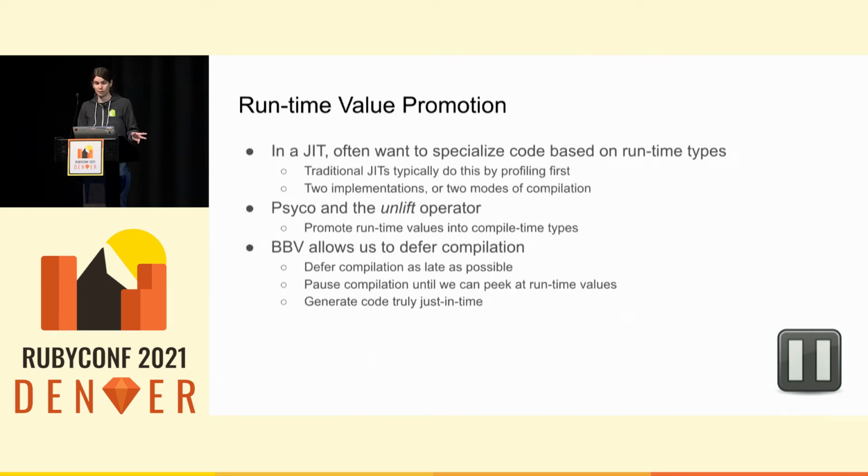Another trick that we use in YJIT is what we call runtime value promotion. In a JIT, we often want to specialize code based on types seen at runtime. Typically in traditional JIT compilers, this is done by first having a profiling pass where we run the code in profiling mode, gather type information, and then recompile a specialized version of the code and use the optimization. We use a technique that's based on Psyco, which was a predecessor to PyPy, and we defer compilation as late as possible. So we basically hold off generating code until we can observe the types that are seen at runtime. So the compiler can peek at the values that are actually flowing inside of the program.